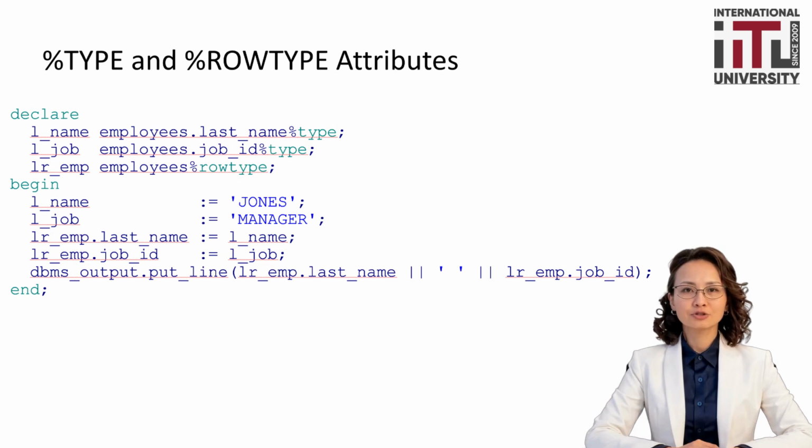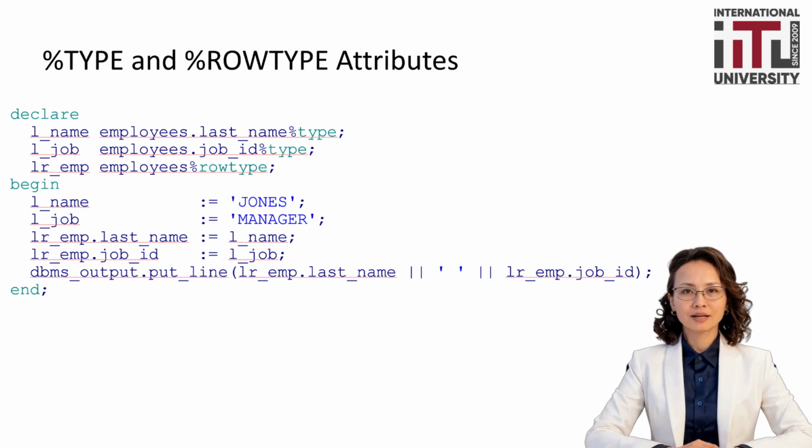The %type attribute allows a variable to inherit the data type of a table column automatically. This makes your code more flexible and easier to maintain, since you don't need to manually define types. In this example, the variable name gets its type from the last name column of the employees table, and job gets its type from job ID.